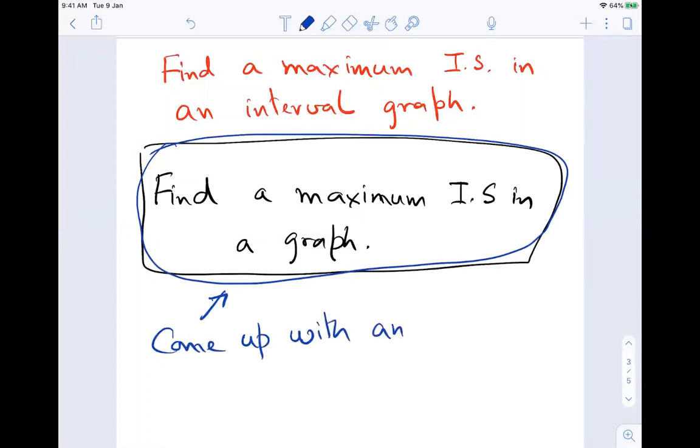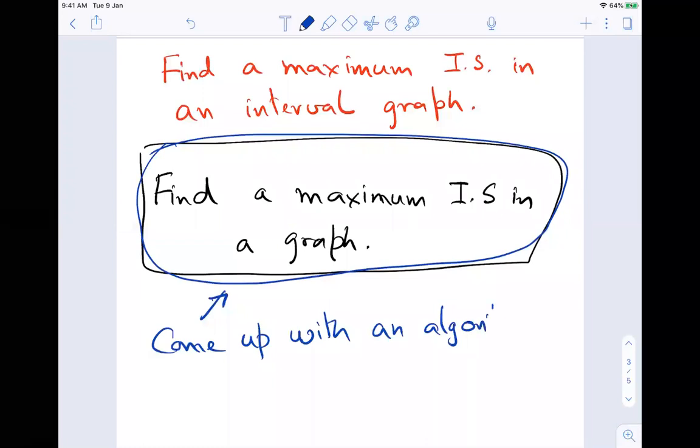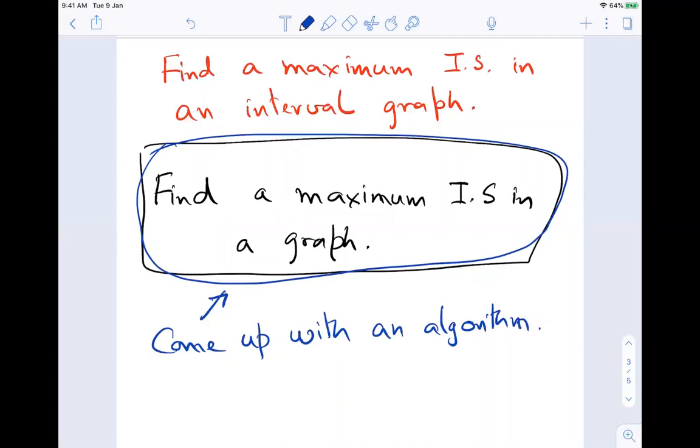And when I say come up with an algorithm, I am not even saying that the algorithm has to be fast or slow. Come up with some algorithm. It can be exhaustive search. It can be exponential. It can be anything. But there is an algorithm. Find a maximum independent set in a graph.